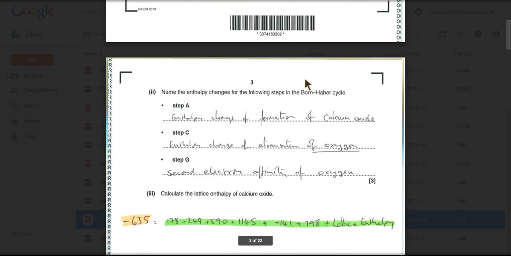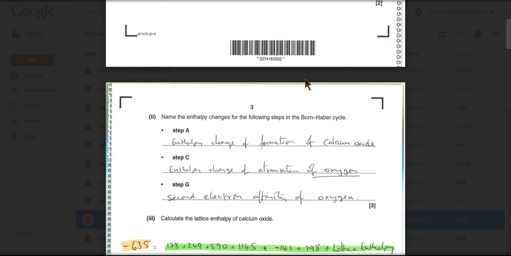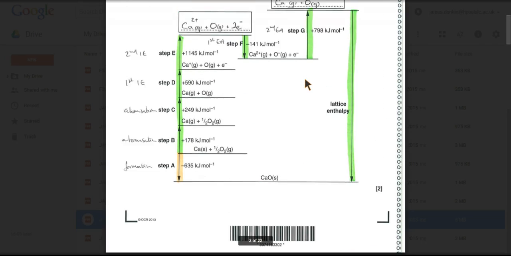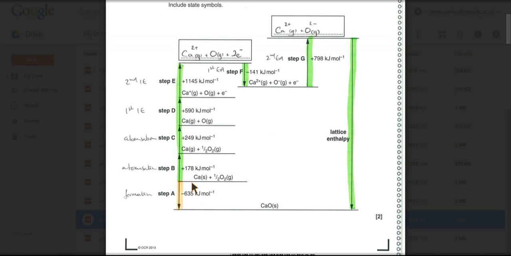And the calculation starts now. Calculate the lattice enthalpy of calcium oxide. We're going to use Hess's law now. I've got two colours here, an orangey colour and a green colour. Essentially my routes both start at the elements and they both finish at the calcium oxide lattice. Step A is one way of going from here to here. The other route, the green step, is all of the green steps added together.